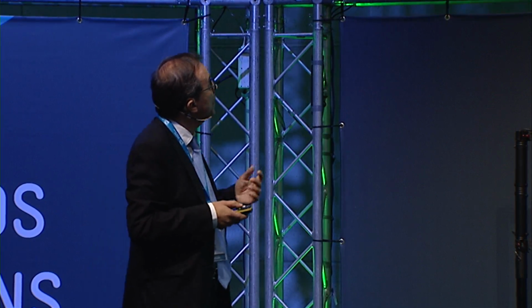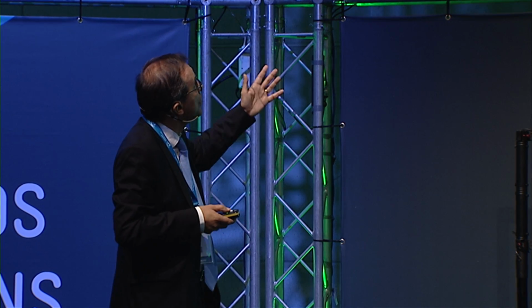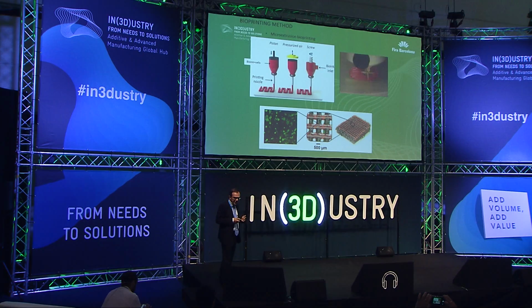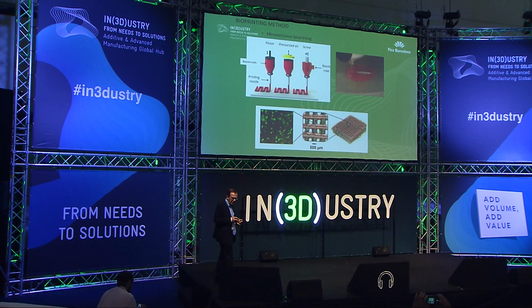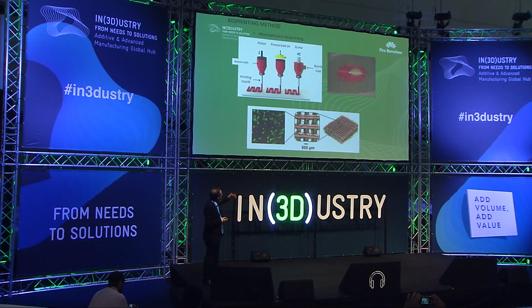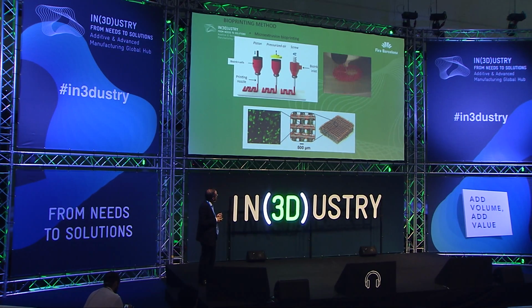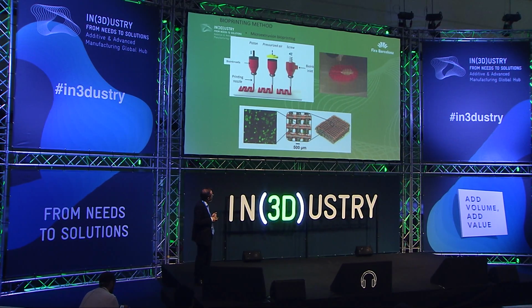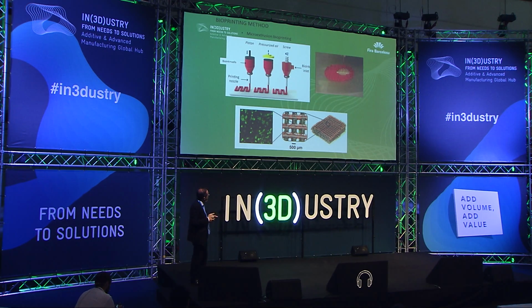Here is an example of the different options for microextrusion bioprinting using piston, pressurized air, screw, and it is possible to produce this combination of biomaterials and cells.